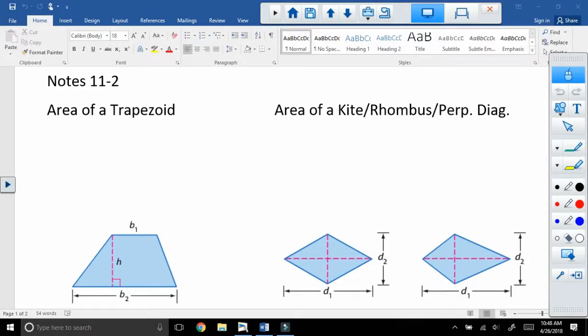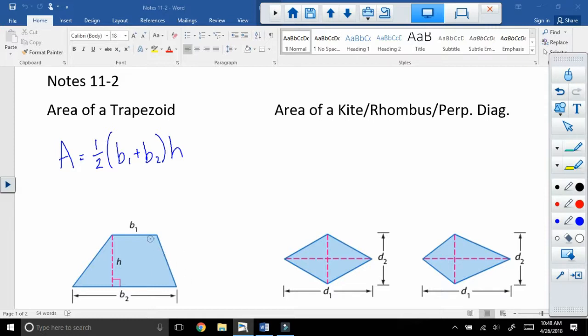So today we're looking at area of a trapezoid and area of kites and rhombi. All of those have perpendicular diagonals. So I'm going to write the formula, then I'll explain it. The area of a trapezoid: area equals half the sum of the two bases times the height.